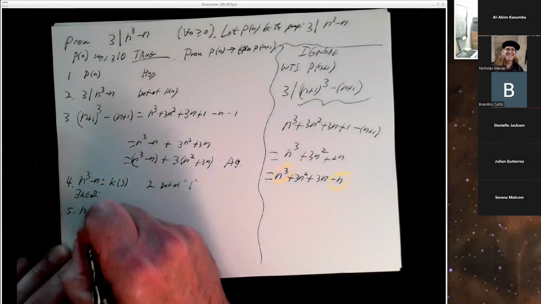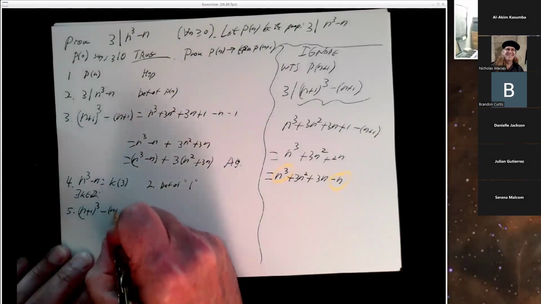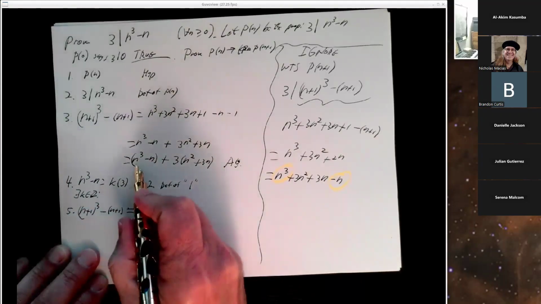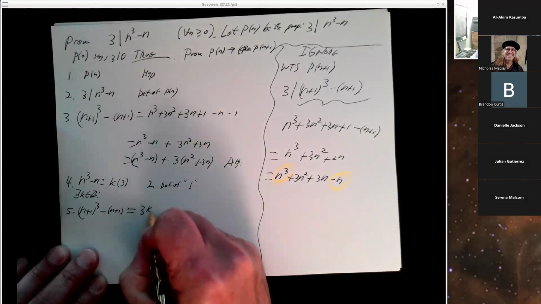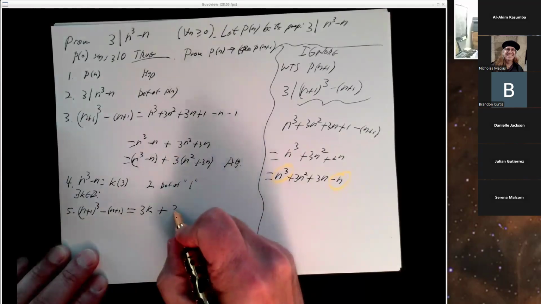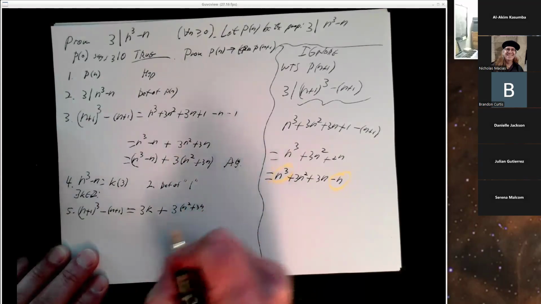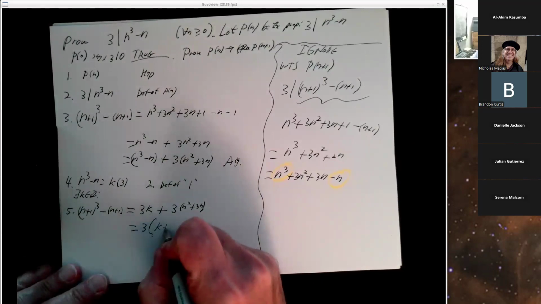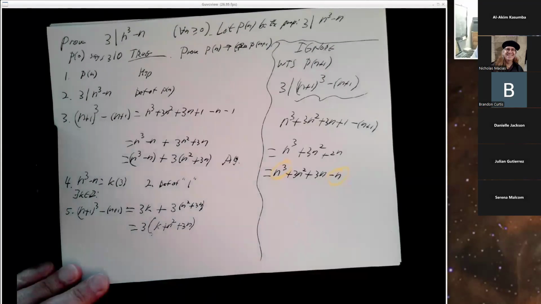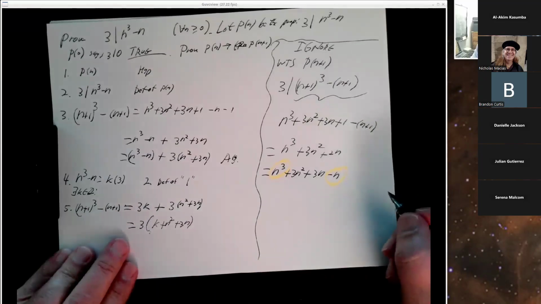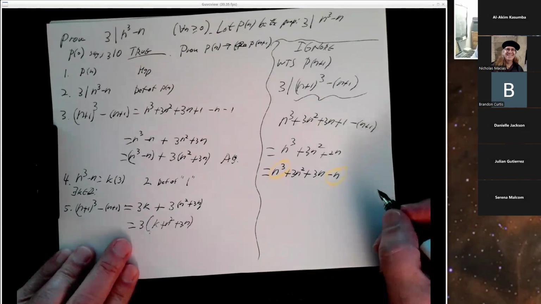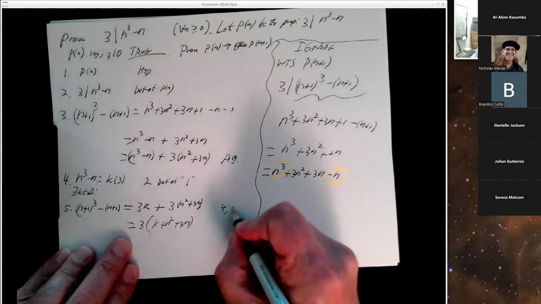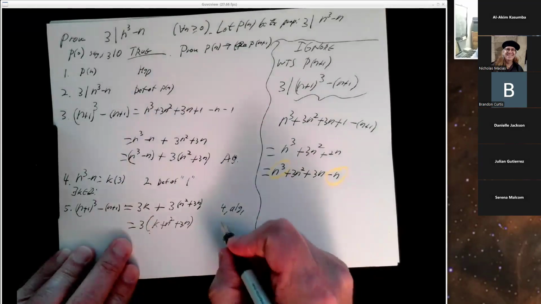And so now I can say (n plus 1) cubed minus (n plus 1) equals, I'm going to replace n cubed minus n with 3k, and I'm going to leave the 3 times n squared plus 3n, which is equal to 3 times, and now I'm going to factor out that 3. So this is 3 times (k plus n squared plus n). And that's just proposition 4 and algebra and proposition 3.